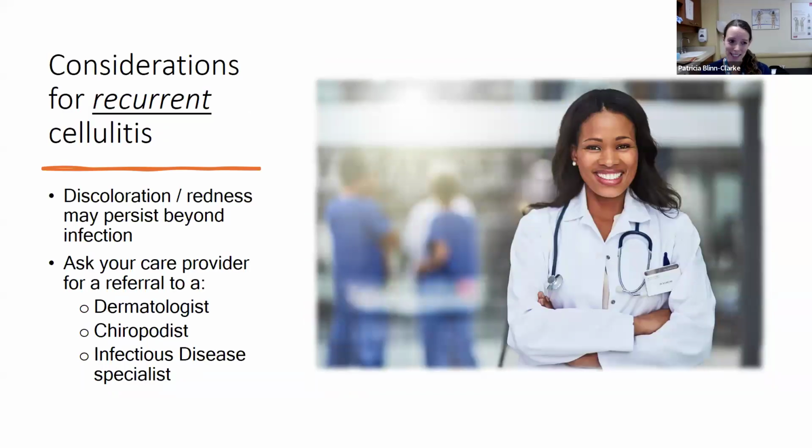So lastly, and I've been whizzing through this, so hopefully I haven't been going too fast, but I want to talk about considerations for recurrent cellulitis. So this is when you've had not just one infection, but you've had a reinfection, maybe multiples. It is normal in this circumstance sometimes for that discoloration or that redness to persist beyond the infection. And that can sometimes make it difficult to know if the infection has come back.